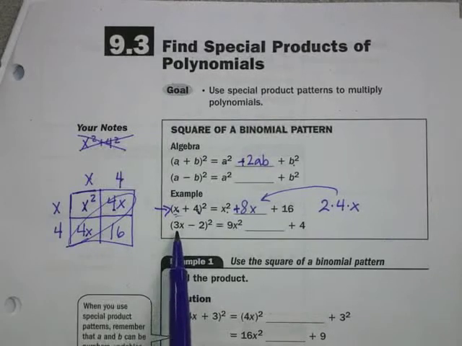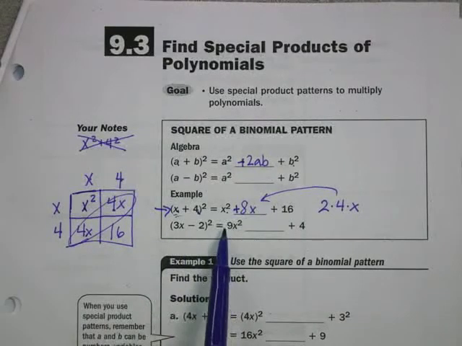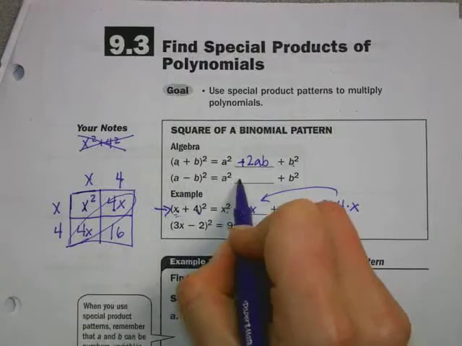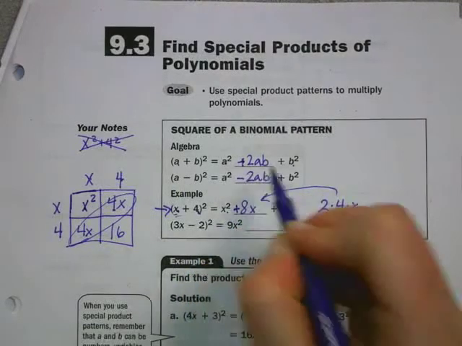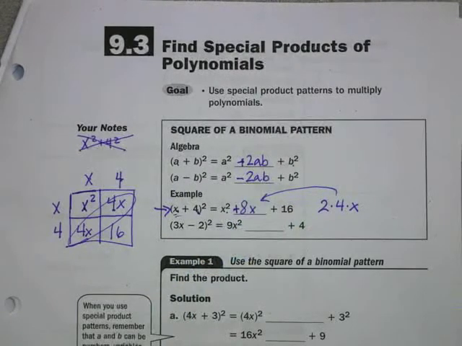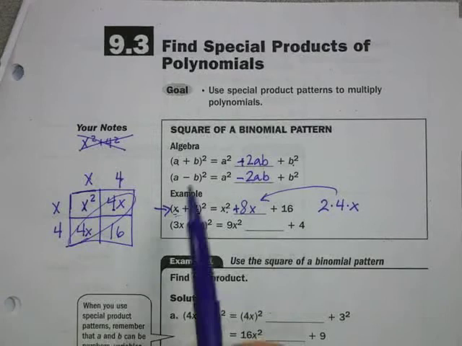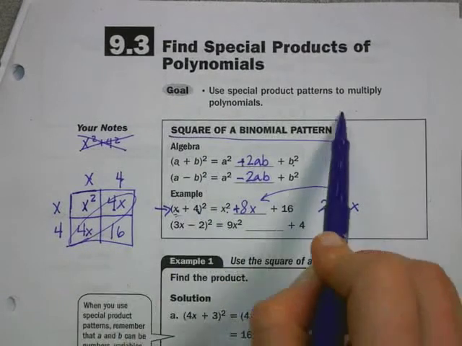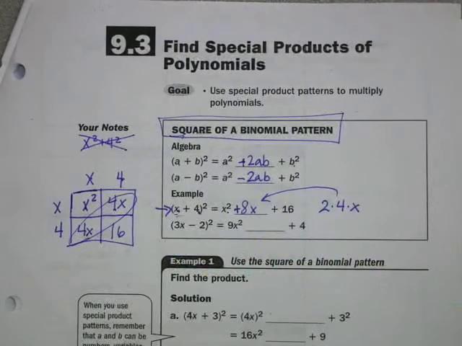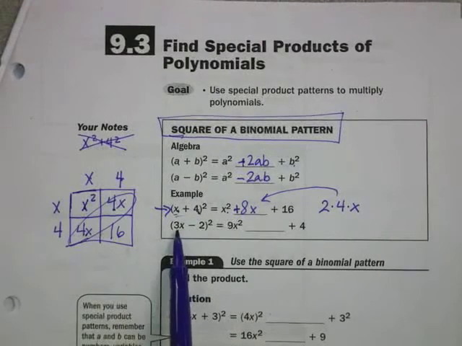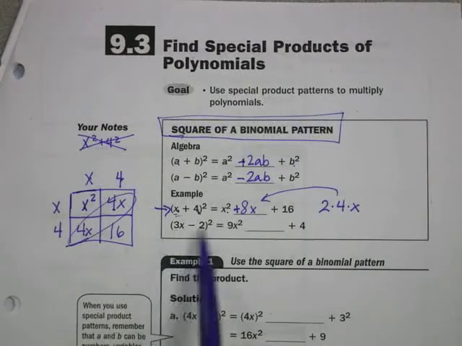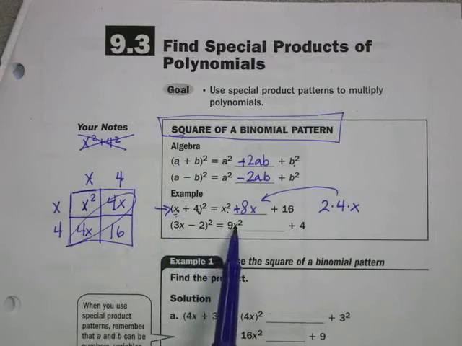So in this case, it's a squared minus 2ab plus b squared, because there's a minus sign in between them. This is called a square of a binomial pattern. We're squaring a binomial, okay? So what is 3x squared? Well, 3 squared is 9, and x times x is x squared. So that's where the 9x squared came from.